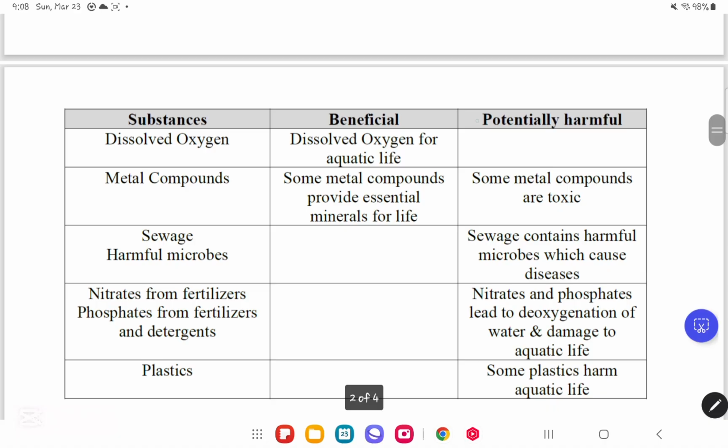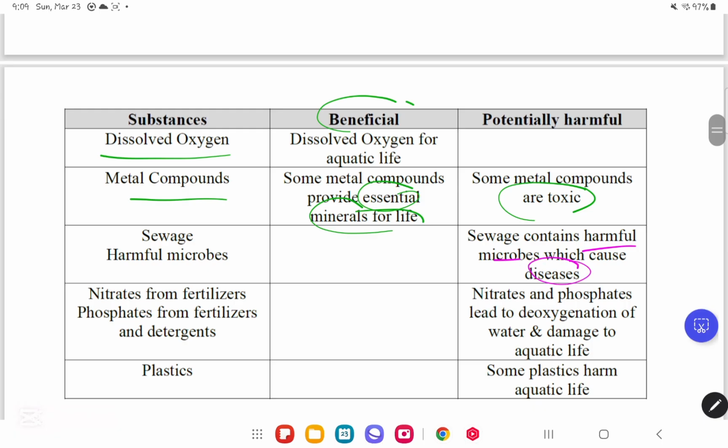Let us just read and understand what they're saying. Dissolved oxygen is beneficial for aquatic life. It lets the aquatic life use the oxygen for their processes. Metal compounds: some metal compounds provide essential minerals for life, whereas some are very toxic. Okay, this is very important to know. Sewage contains harmful microbes, which cause disease.